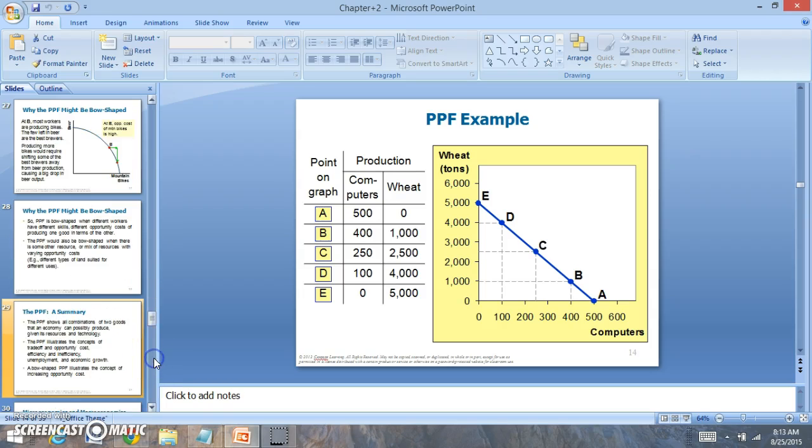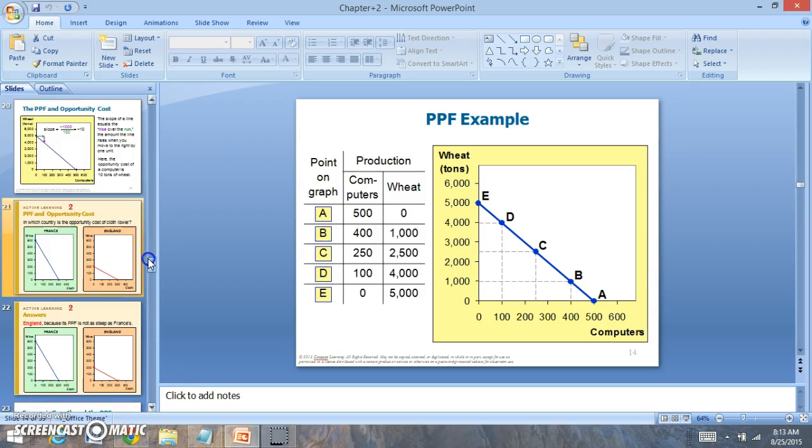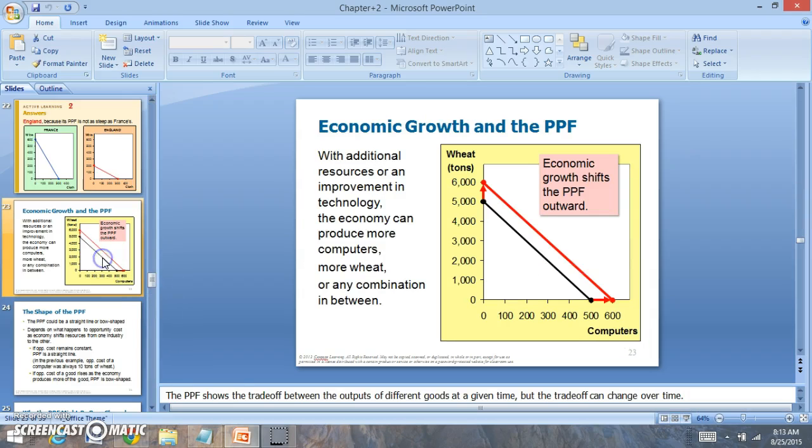Another thing we want to look at within this graph is economic growth and how that's described. Economic growth is an outward shift of the PPF. Economic growth occurs where in this graph we produce more of both wheat and computers, and that's very important.